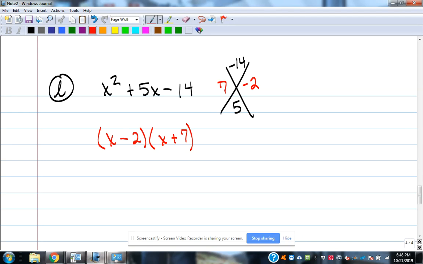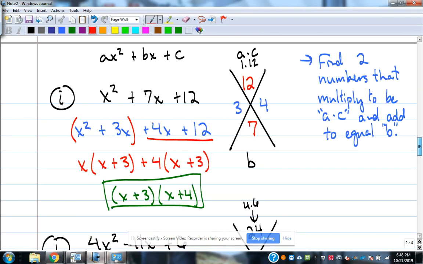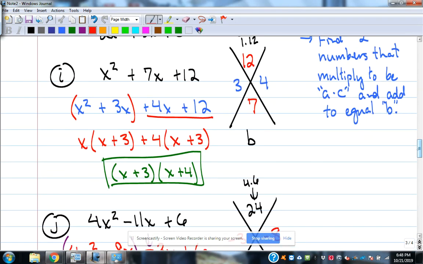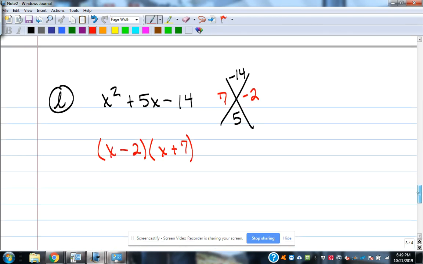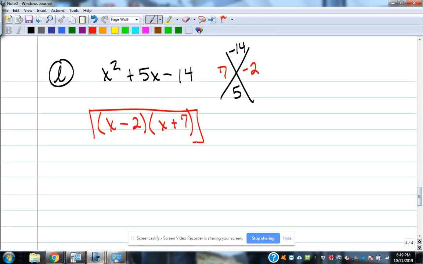If you'll look back at example I, the one we started with the x method, look at our x method. We had 3 and 4. Look at our final answer. Plus 3, plus 4. That only works if there's nothing in front of the x squared. It's got to be a 1 in front of x squared for that to work. So with that little shortcut, that can speed up things a little bit. If you don't like using shortcuts, that's fine. You don't have to. You can do grouping every single time.